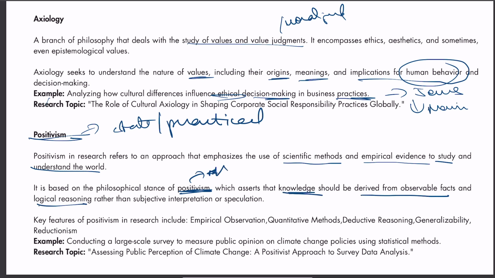Like I told you, quantitative methods, deductive reasoning. It should be generalizable, like a lot of physics problems, a lot of chemistry problems, a lot of science-based problems. An example would be conducting a large-scale survey to measure public opinion on climate change policies using statistical methods.